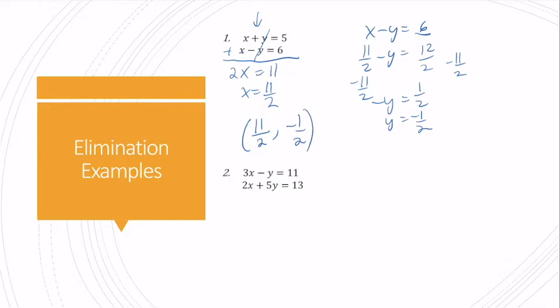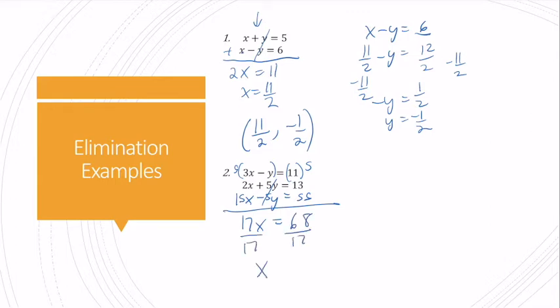Next, I have 3x minus y equals 11 and 2x plus 5y equals 13. And I have to decide which variable I want to eliminate. Well, let's focus on y. I'm going to multiply the first equation by 5 on both sides. That gives me 15x minus 5y equals 55. If I add these together, I get 17x, and my y's cancel, equals 68.